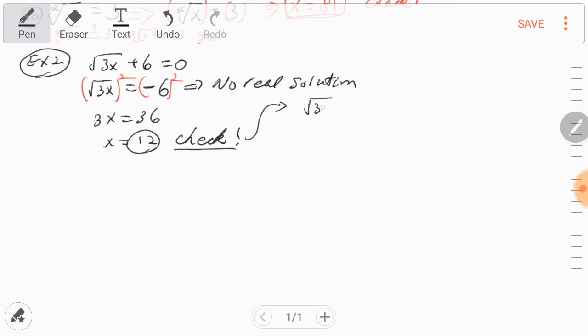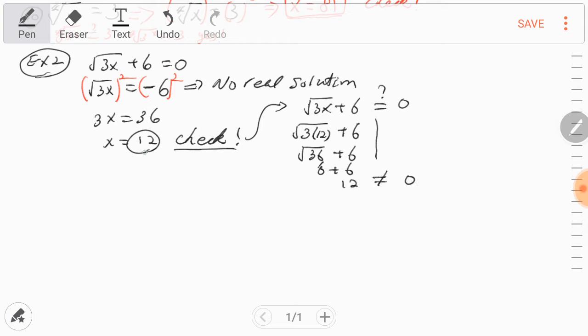Then square root of 3x plus 6, is it equal to 0? Let's check. Square root of 3 times 12 plus 6, then this is square root of 36 plus 6, then 6 plus 6 is 12, which is not equal to 0. So 12 is not a solution. So there is no solution. This no solution means no real number solution. That is an imaginary solution, but not a real solution.